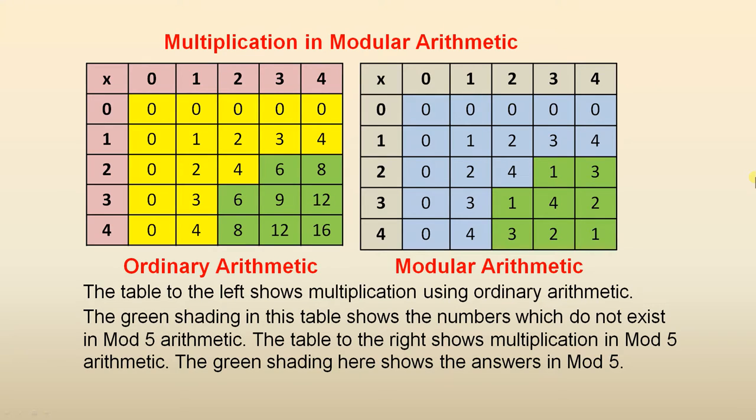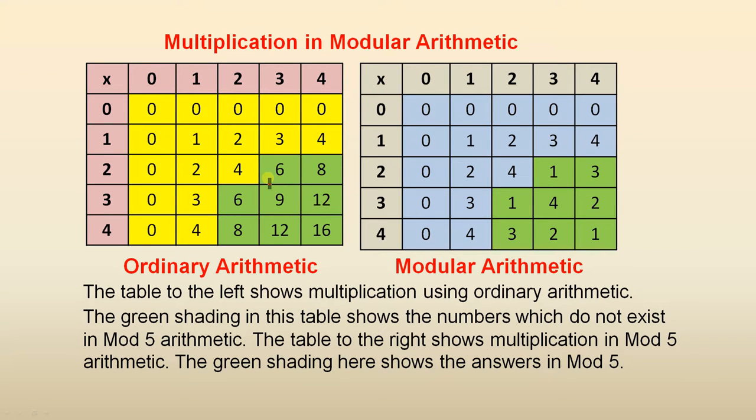Multiplication in modular arithmetic. The table to the left shows multiplication using ordinary arithmetic. The green shading in this table shows the numbers which do not exist in Mod 5 arithmetic. The table to the right shows multiplication in Mod 5 arithmetic. The green shading here shows the answers in Mod 5.